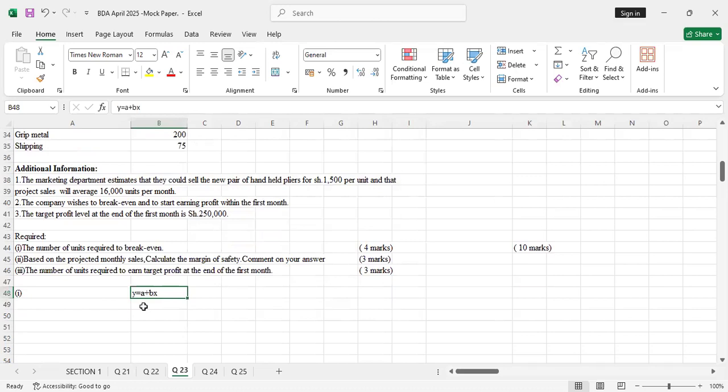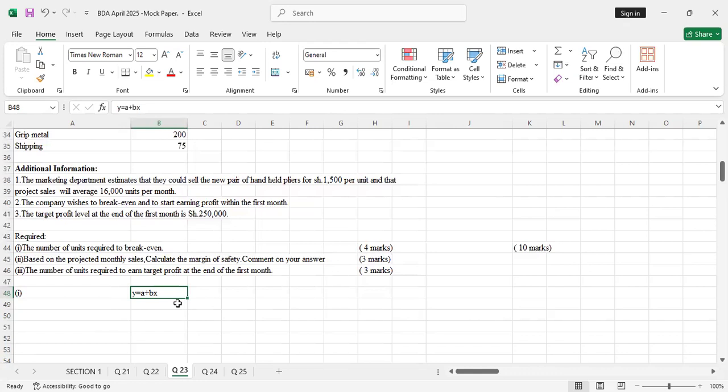Some books call it the least square method, where we have Y is equal to A plus BX, whereby Y is the dependent variable, then X is the independent variable. So A and B are the constants. We call them the constants.